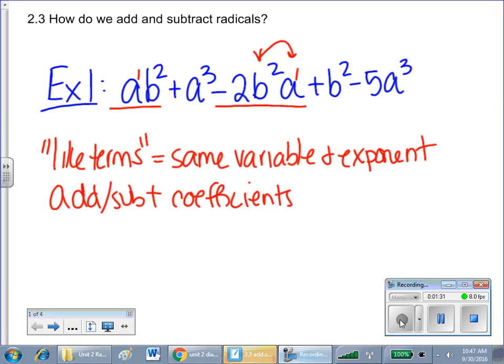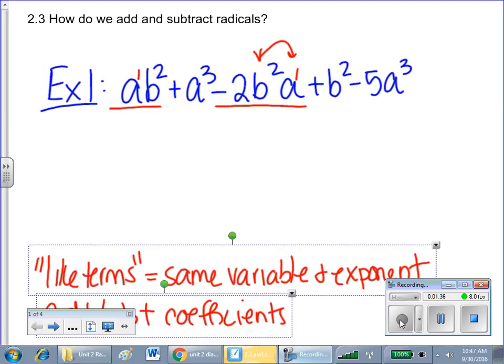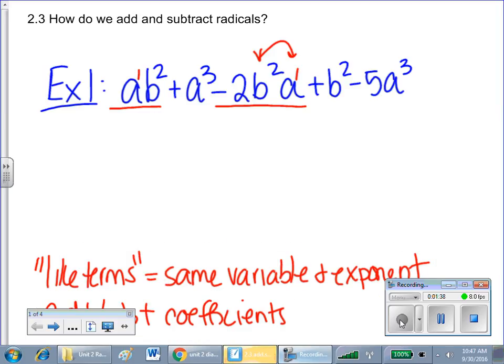Now let's see if there are any other pairs of like terms. Any other pairs of like terms? Well, a cubed, let's see. Well, that's a b squared, and then this is a negative 5a cubed, so these are like terms. Then there's a b squared, which doesn't have a like term, that's okay.